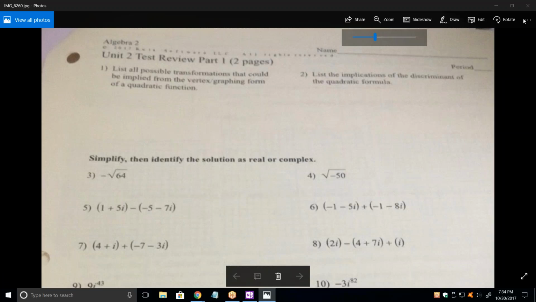We're going to start with around number 3 in that section of it. Okay.